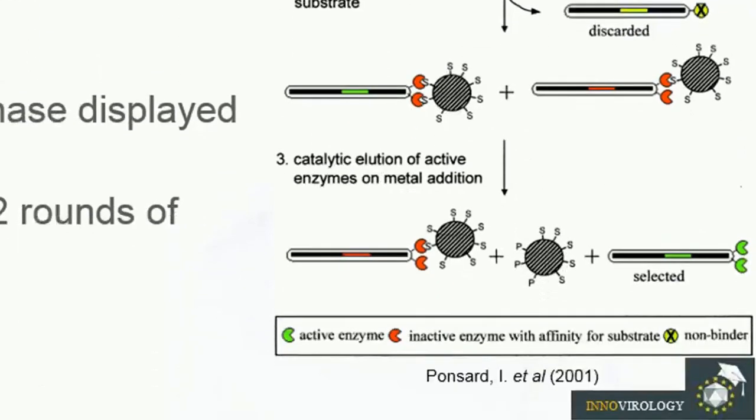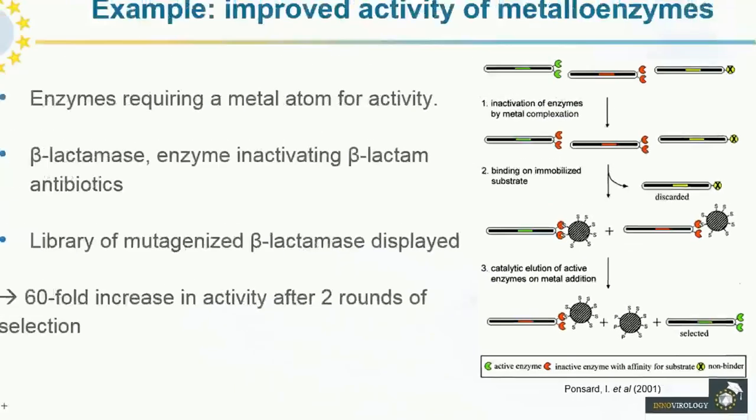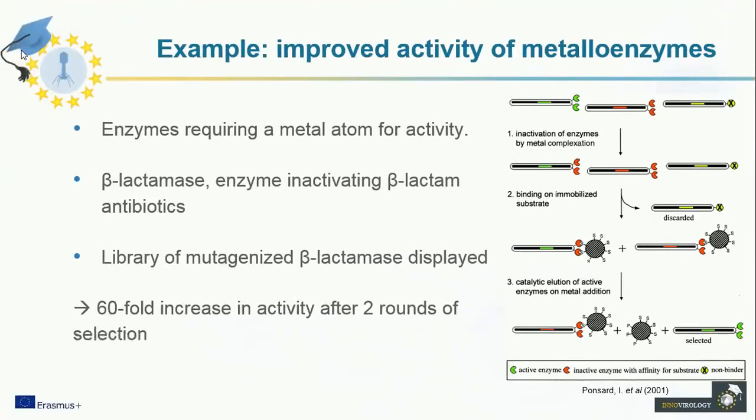More active enzymes will cleave the substrate better and hence elute better. In this way, a positive selection is made for enzymes that are catalytically more active. After 2 rounds of biopanning, the researchers acquired an enzyme that has a 60-fold increased activity. The technique can of course also be extended towards other metalloenzymes.